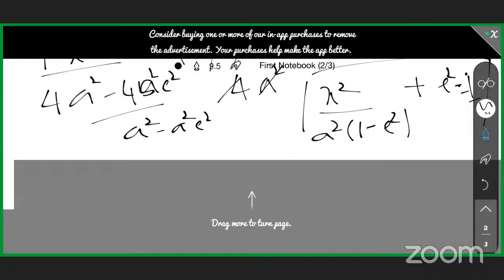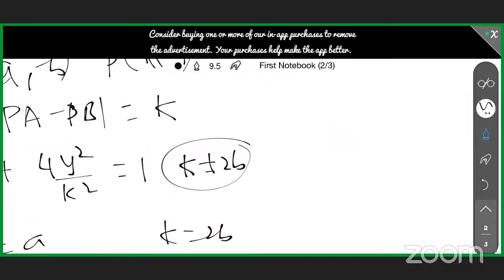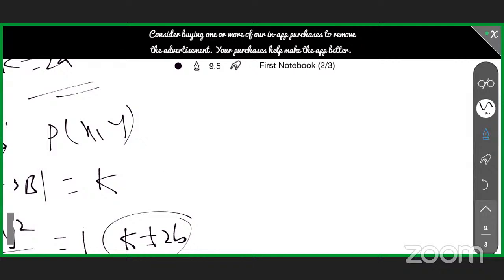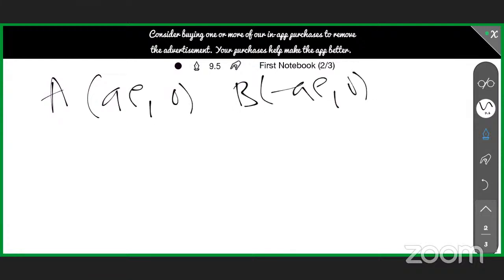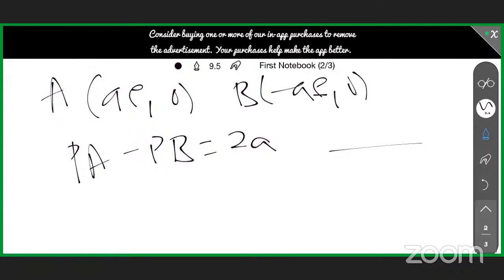Now you solve this problem and tell me. If points (ae, 0) and (-ae, 0) are two points, and the locus of P satisfies a condition PA minus PB is equal to 2a, then what is the equation of the locus?